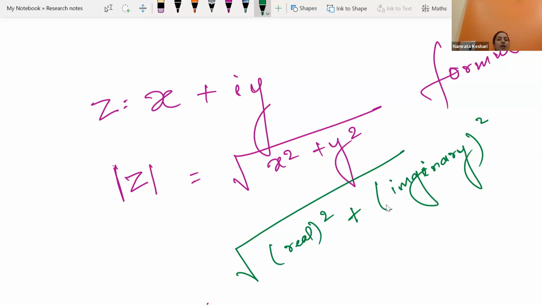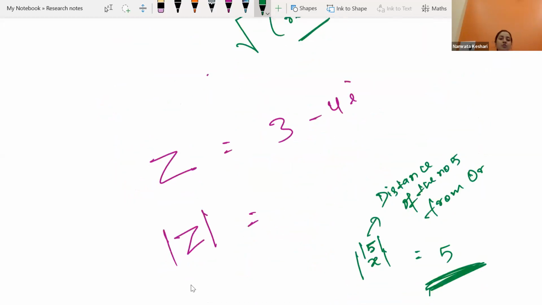Why are we writing the formula like this? Because the complex number is x plus iy, or sometimes you can have 2 minus 3i. That's why, in detail, I have written that the real part square plus the imaginary part square, both inside the square root. Because your complex number can look like 2 minus 3i, that time you will be doing 2 square plus minus 3 whole square. Okay, so modulus we understood.